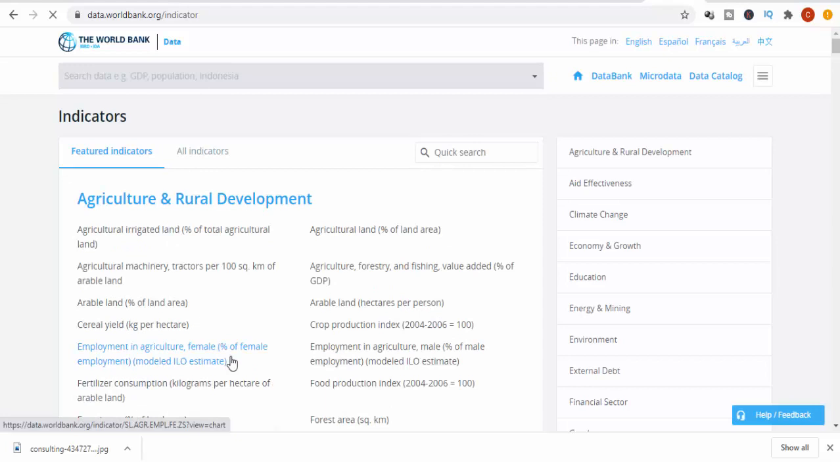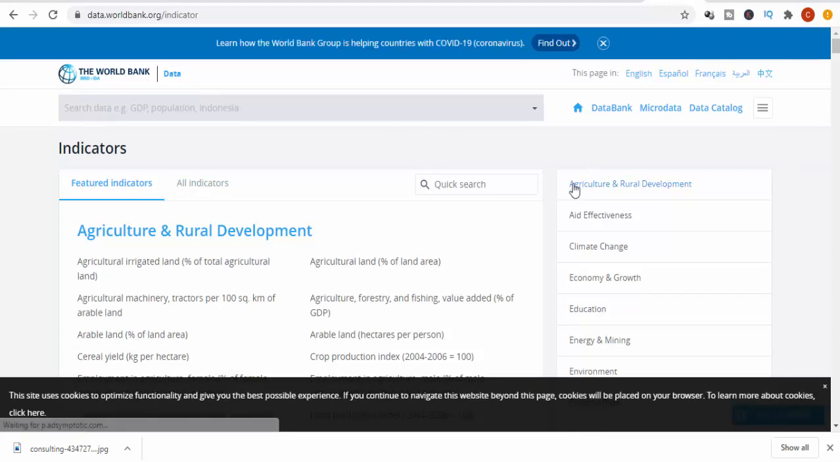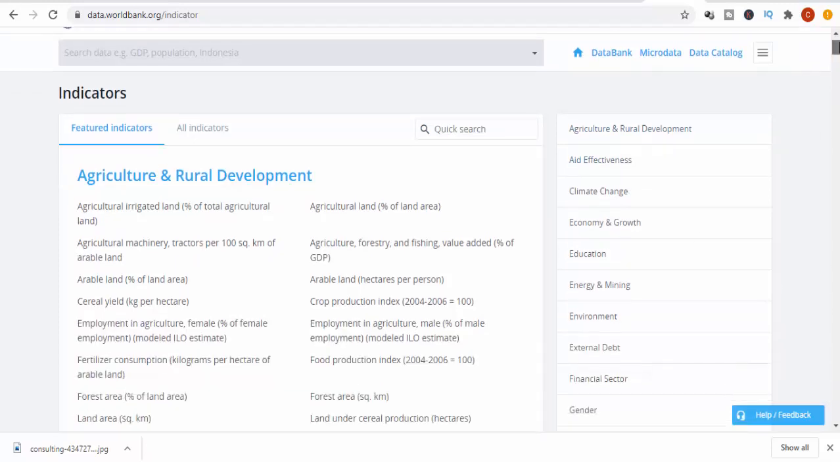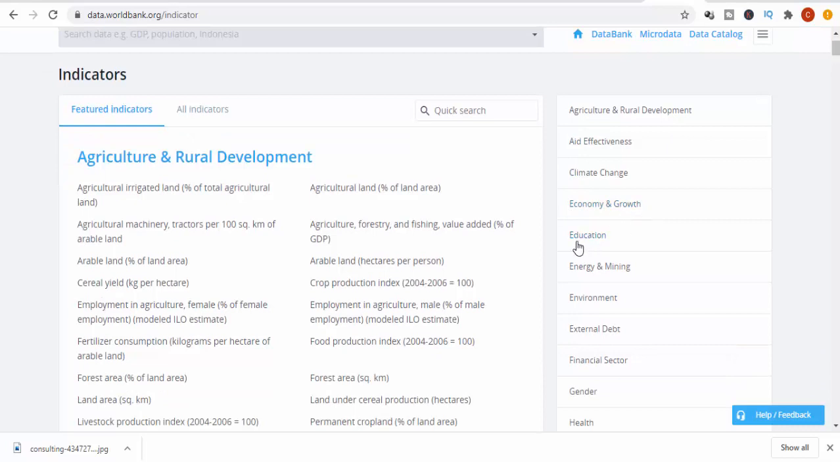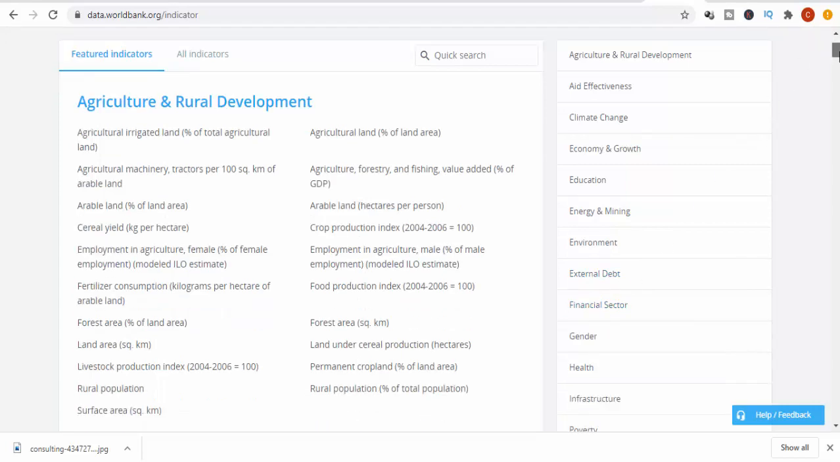And as you can see, I've talked about this quite a number of times on my channel. I really like the World Bank because they collect so many indicators. They could be collecting indicators related to agriculture, rural development, aid effectiveness. They are also collecting economy and growth, education, energy and mining, environment, external debt, and so on and so forth.